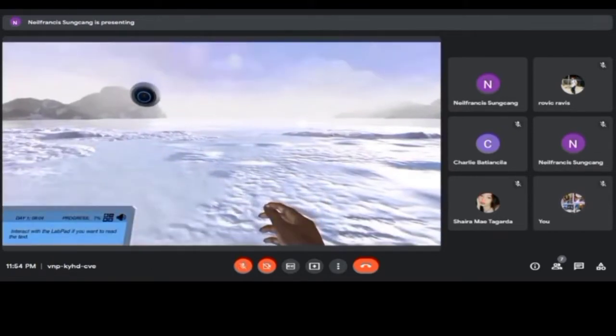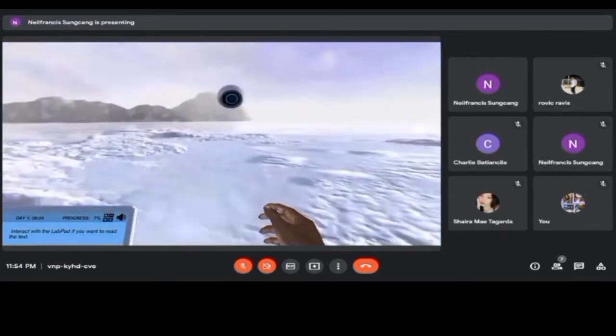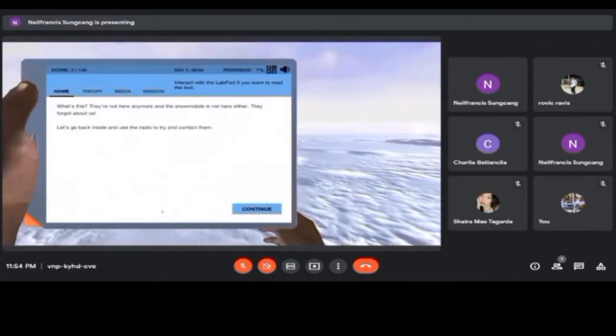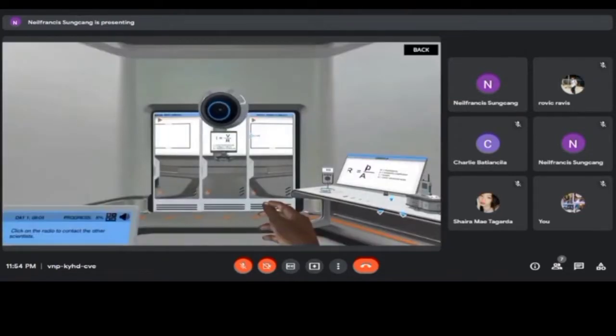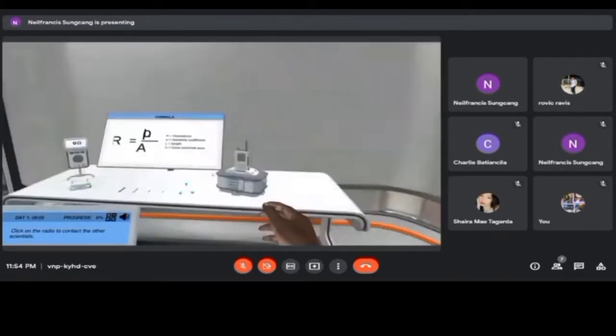What's this? They're not here anymore and the snowmobile is not here either. They forgot about us. Let's go back inside and use the radio to try and contact them. Click on the radio to contact the other scientists.